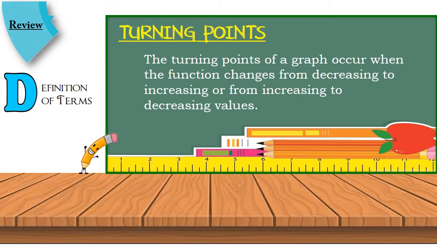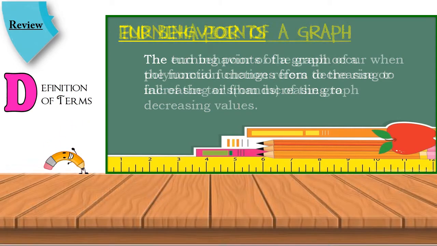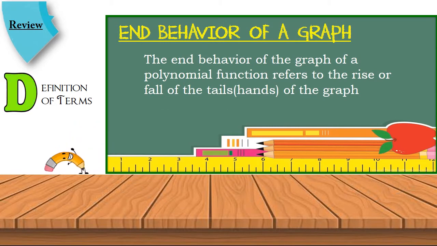The turning points of a graph occur when the function changes from decreasing to increasing or from increasing to decreasing values. The end behavior of the graph of a polynomial function refers to the rise or the fall of the tails or hands of the graph.